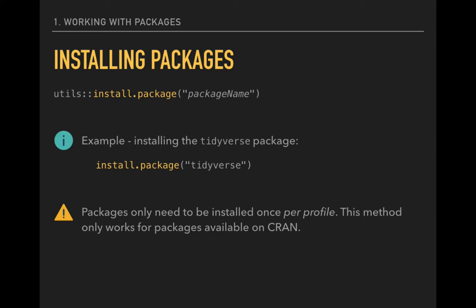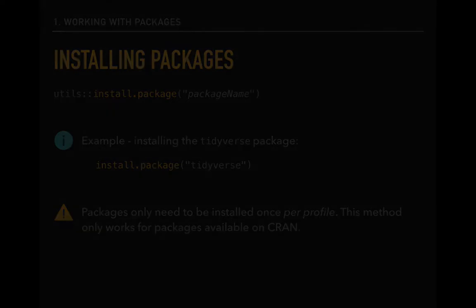This is part of the utils package. The package name needs to be wrapped in double quotes, as you see here. Be aware that you need to install packages once per profile on a computer. What I mean by that is, for every login on every computer, you'll have to install your own set of packages. The function install.packages only works for packages available via CRAN. When we get to installing packages from other sources, we'll use a different function to do that.